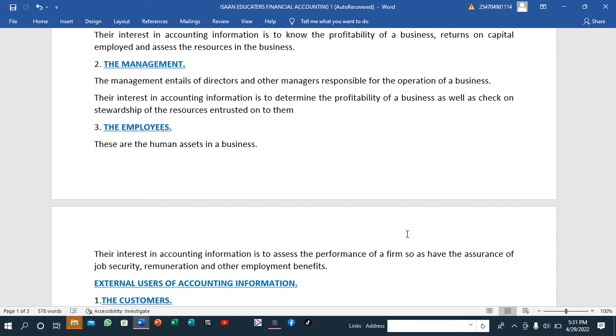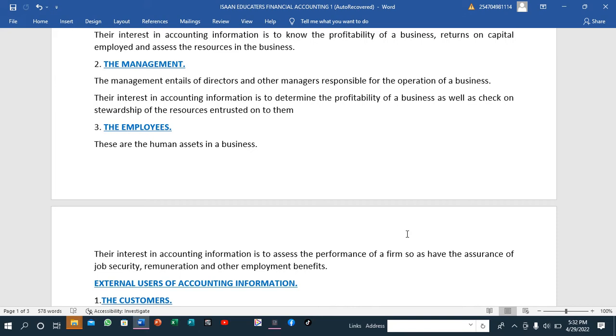We have the current assets or the non-current assets. So the employees form the human assets. So what is their interest in accounting information? Their interest is to assess the performance of a business so as to have the assurance of job security, remuneration, and also have other employment benefits.